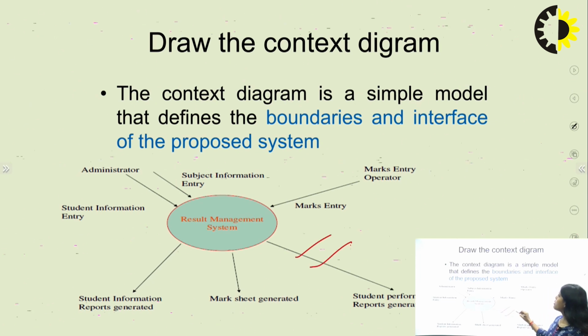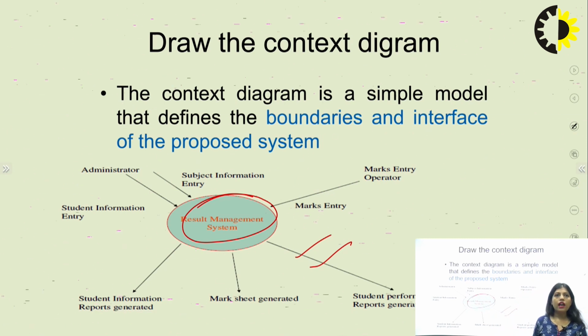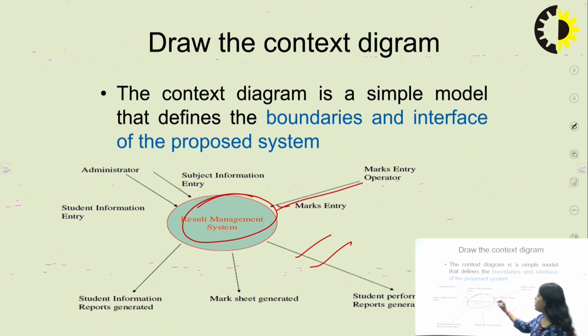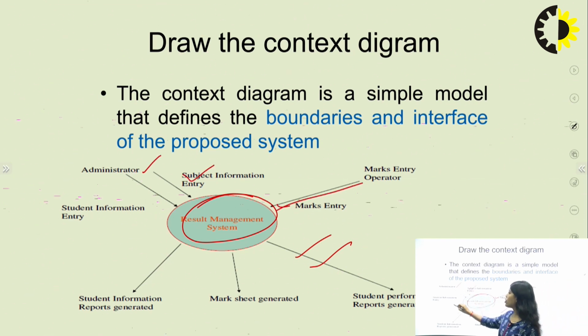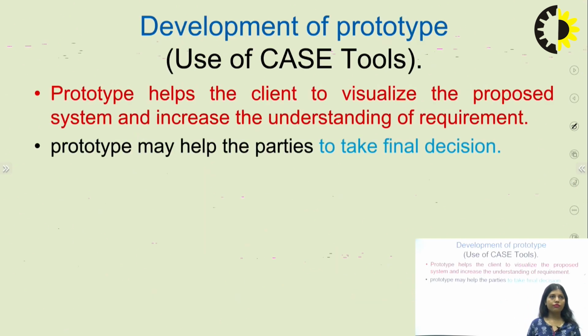This is the context diagram. A context diagram is a simple model that defines the boundaries and interfaces of the proposed system. Like this is our result management system. Here we have the marks entry operator, administrator, subject information entry, student information entry, mark sheet generated, student performance report generated, and student information report generated. All these are the interfaces provided.